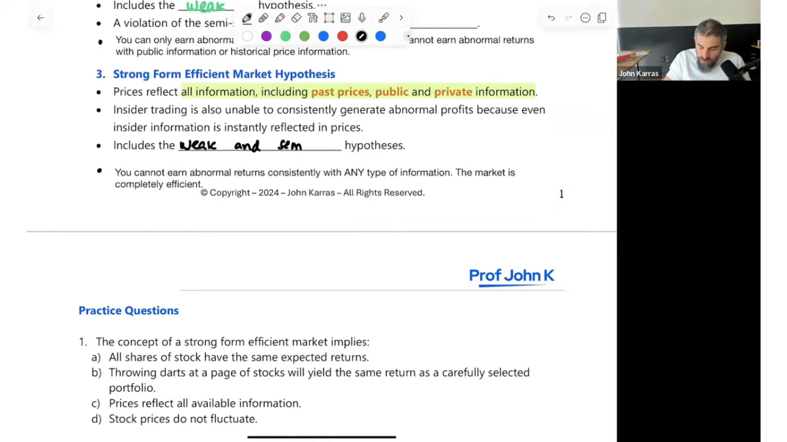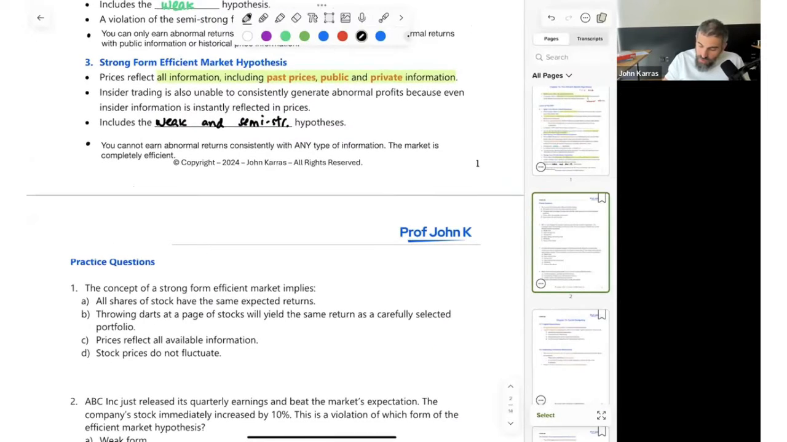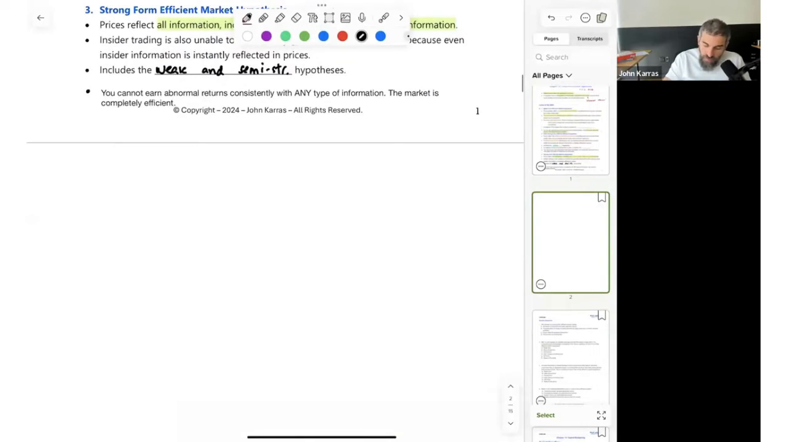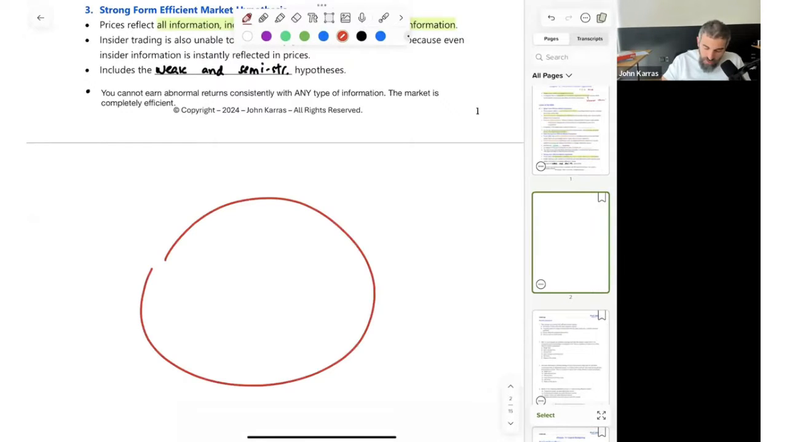And there's a picture I like to draw that some students find helpful, so we're going to do it. I want you to draw 3 circles, but actually, wait for me to do it, I guess. But one inside the other. Okay, so we're going to draw one big circle. This is the strong form.